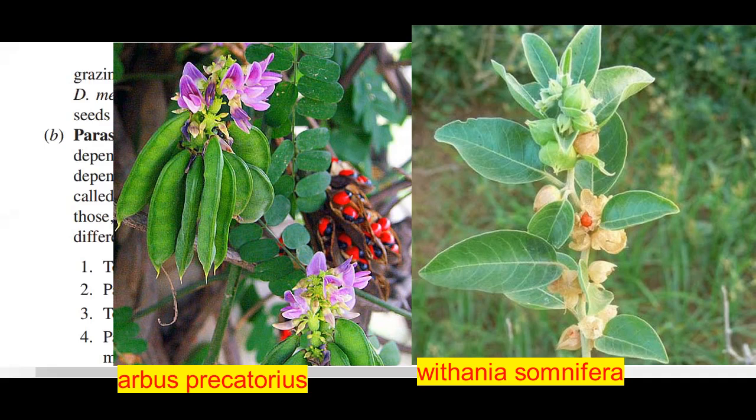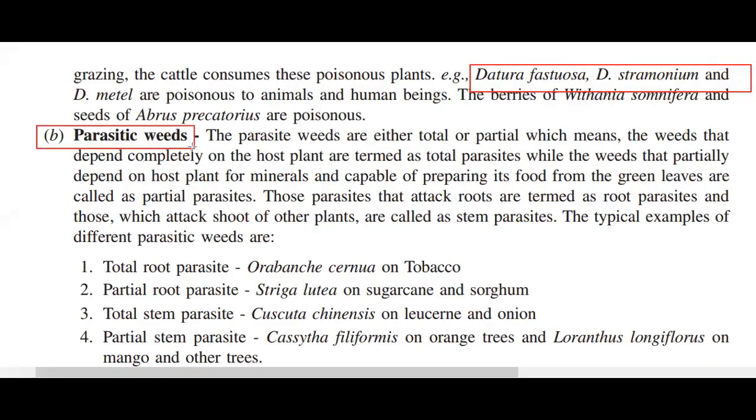The next group is parasitic weeds. Parasitic weeds are either total or partial, which means the weeds that depend completely on the host plant are termed total parasites, while the weeds that partially depend on the host plant for minerals and are capable of preparing food from their green leaves are called partial parasites. Those parasites that attack roots are termed root parasites, and those which attack the shoot of other plants are called stem parasites. The typical examples of different parasitic weeds are total root parasite, partial root parasite, total stem parasite, and partial stem parasite.